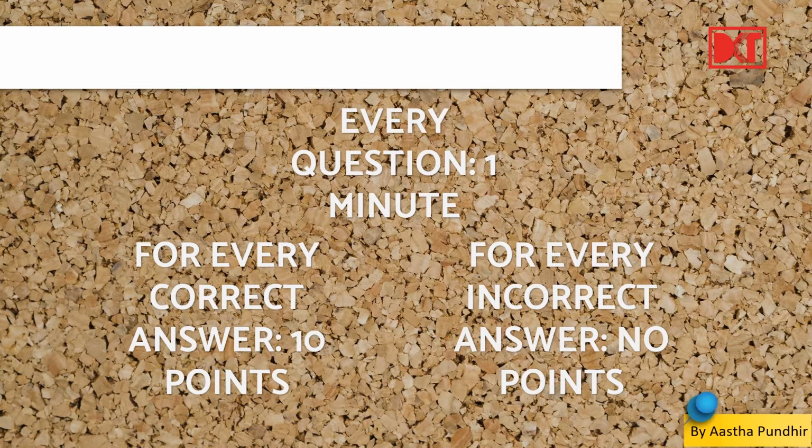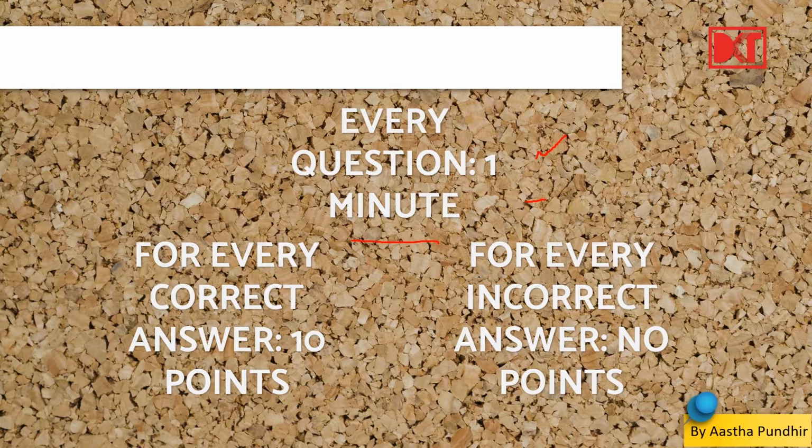All right, so for the quiz, what we will be doing is, every question you will be given 1 minute. 1 minute means 60 seconds. Why am I giving you 1 minute? Because your IEO question paper has about 50 questions, so you get more or less a minute to answer each question.